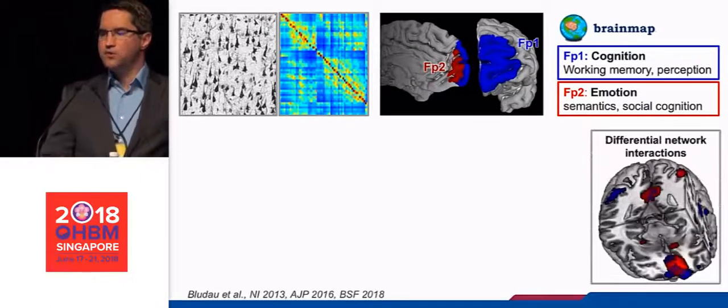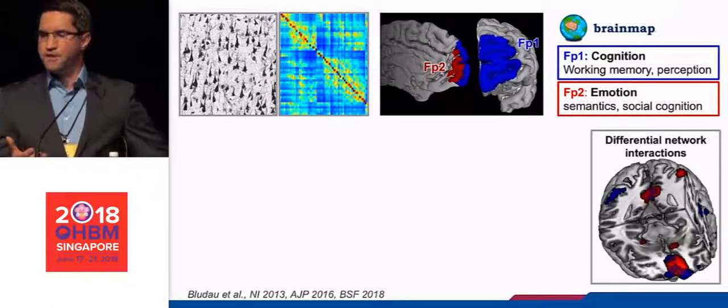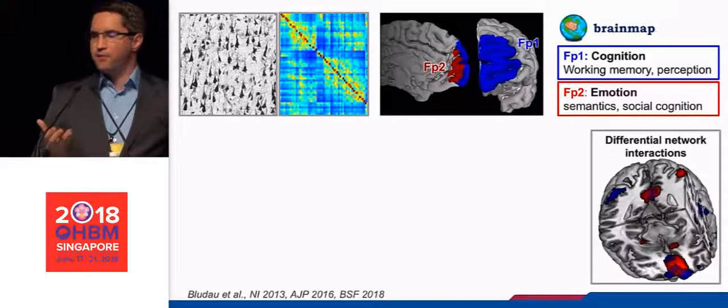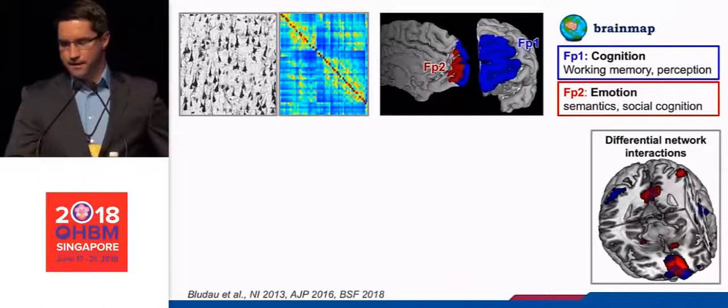And indeed, they also do interact with very different networks. So for example, the cognitive area interacts with the parietal cortex, the red one, the mesial one, with the amygdala.